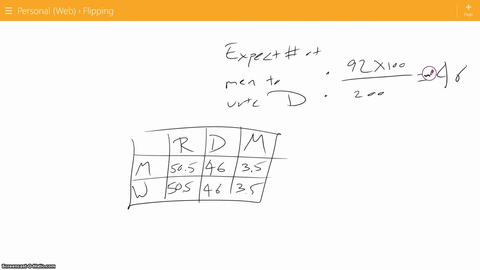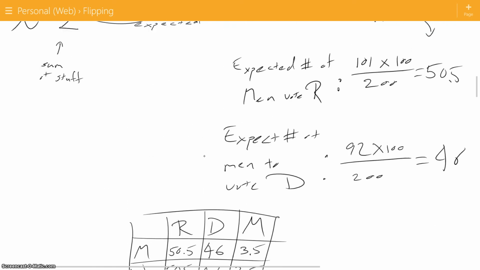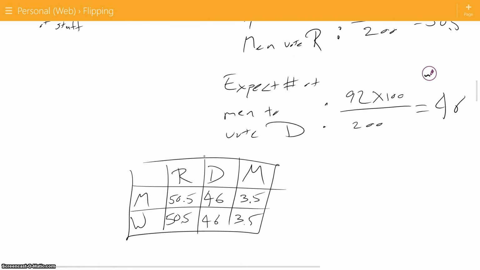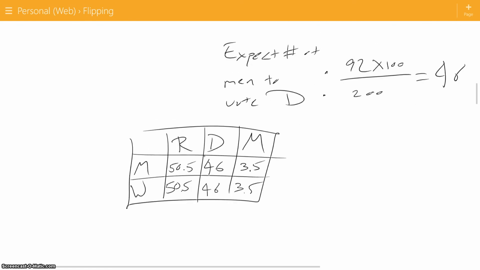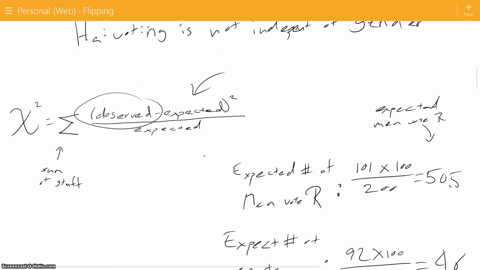So this is our expected values. And here's what we're going to do once we've got those. We need to use these expected values in here for each individual value that we've got. And then underneath that we divide by the number of expected.